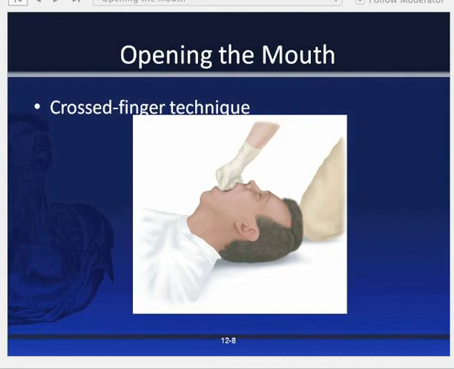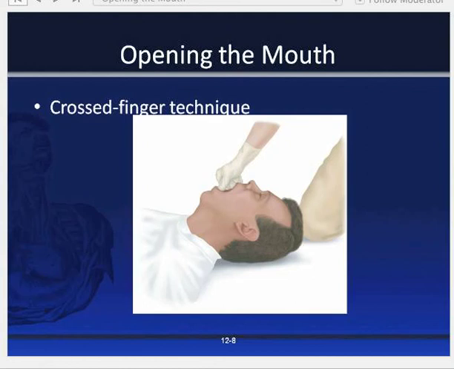The crossed finger technique pictured here may be used to open the mouth of an unresponsive patient. To perform this technique, kneel above and behind the patient. Cross the thumb and forefinger of one gloved hand. Place the thumb on the patient's lower front teeth and your forefinger on the upper front teeth, and use a scissor motion and a finger snapping motion to open the mouth.